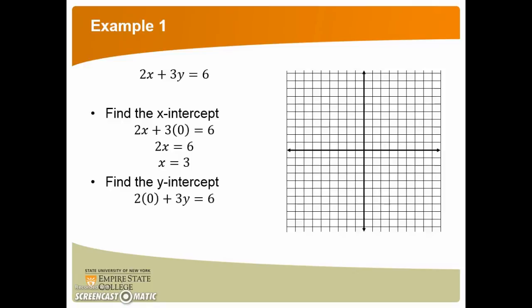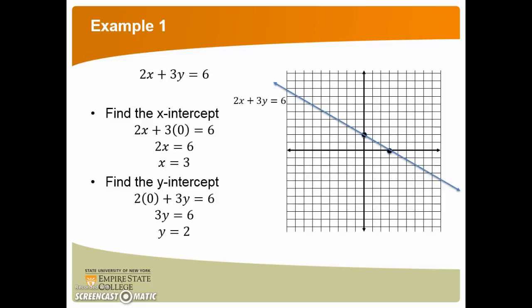Now let's find the y-intercept. This time we will plug in 0 for x. Multiplying, we are left with 3y equals 6. Note that when finding the y-intercept, the x term disappears. Divide both sides of the equation by 3 to solve for y. Our y-intercept is 2. Plot the x-intercept and y-intercept. Connect our points. We finish by labeling the line.